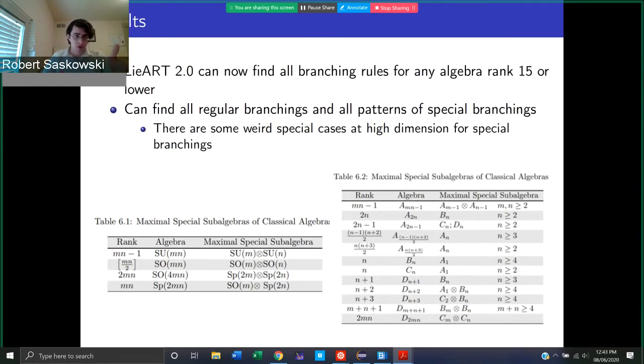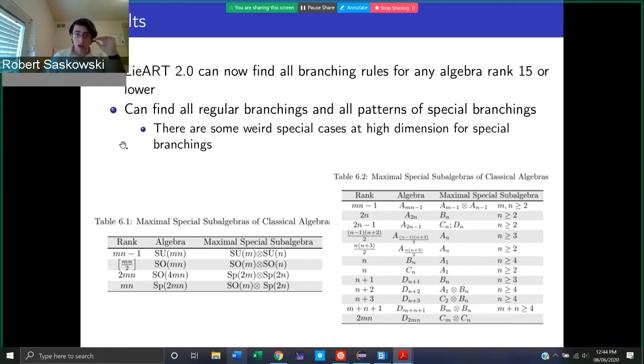So, consequently, Liart 2.0 can now find all the branching rules for any algebra rank 15 or lower, guaranteed, unless someone publishes something new. What I mean by that is any regular branching rule, period, we can find it. And there's quite a few different patterns of special branching rules that we have in a couple of tables in the Liart 2.0 paper that Liart can find the branching rules for.